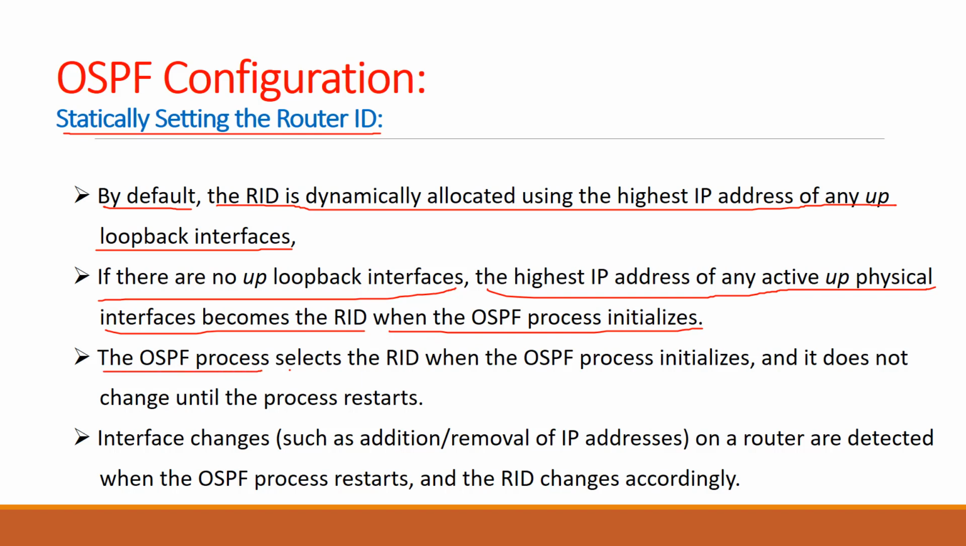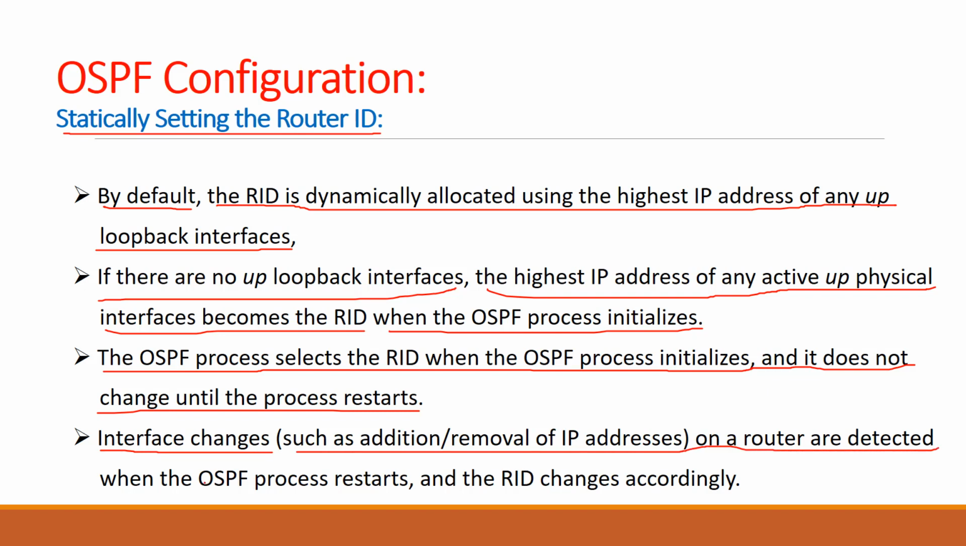The OSPF process selects the router ID when the OSPF process initializes, and it does not change until the process restarts. So in case of changing the router ID, you have to restart the OSPF process. And we will show you how to restart the OSPF process using the clear ip ospf process command. Interface changes such as addition or removal of IP addresses on a router are detected when the OSPF process restarts and the router ID changes accordingly.